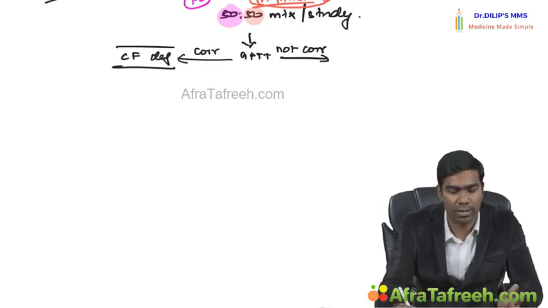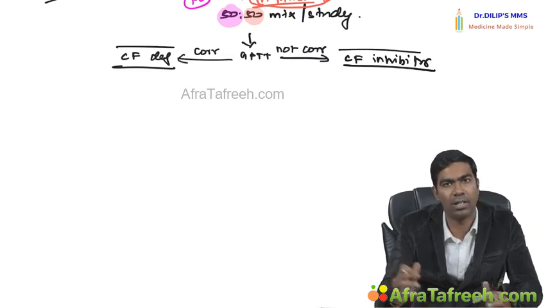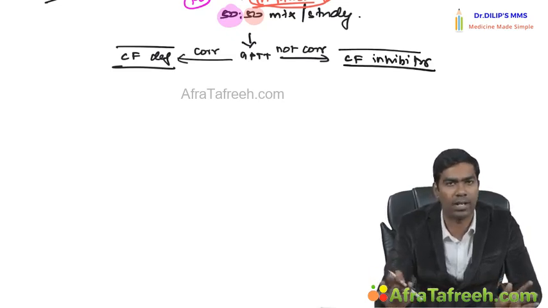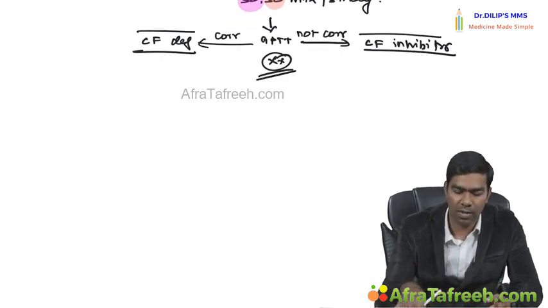If it's not corrected, then that means there is a clotting factor inhibitor, because these antibodies will inhibit the clotting factors present in the normal plasma also. So there won't be any correction. So this is a very important point, the 50-50 mix. Apart from that, what are the other things you have to do?